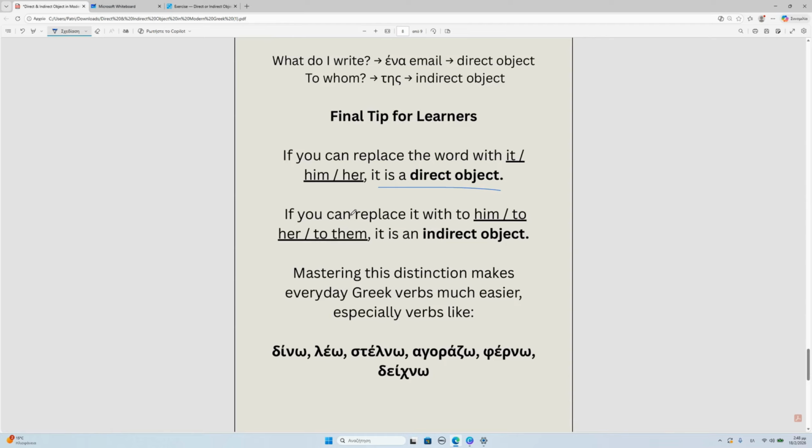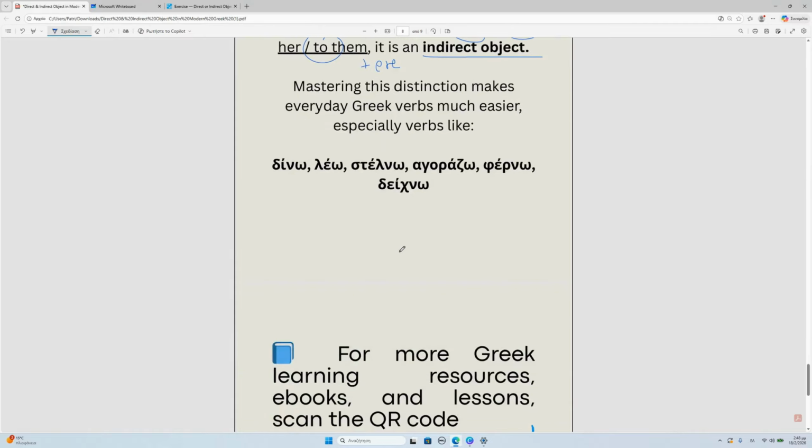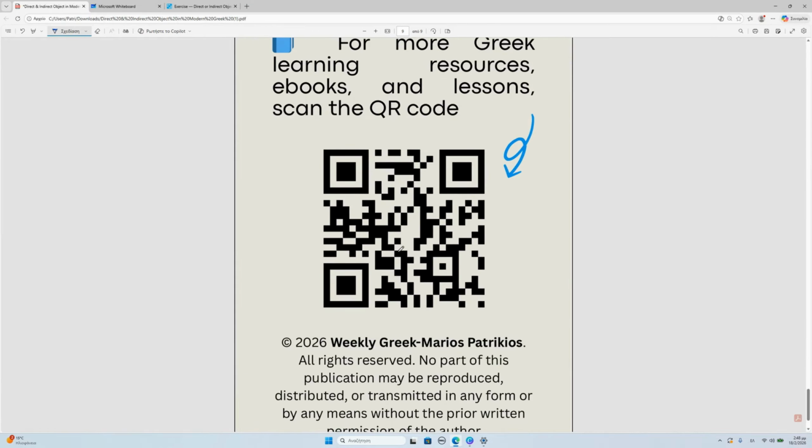If you can replace it with to him, to her, or to them, the preposition with is the indirect object. Remember, it always goes with a preposition, to someone. This is the indirect object. So that was the lesson for today.